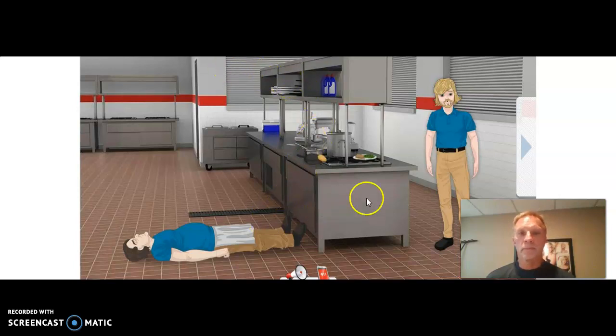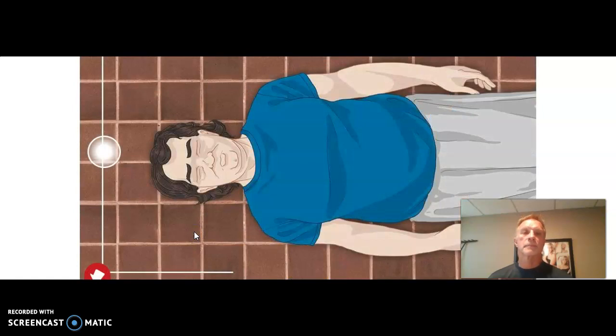Select Trey to move a little closer and check for responsiveness. Before you do that, you should check to see if Trey is responsive. Okay, this is Trey. Trey is not bleeding and seems to be unresponsive, but now you'll check for responsiveness. This will help you figure out if you need to call 911 and get an AED and first aid kit and determine how to provide effective care.